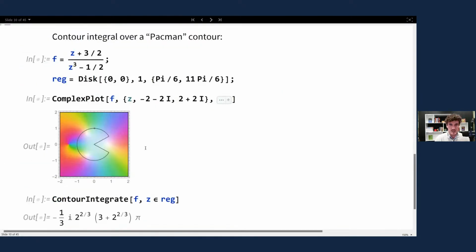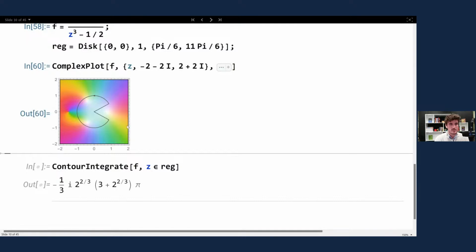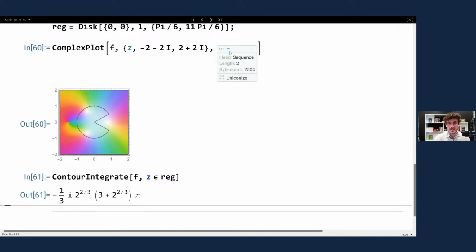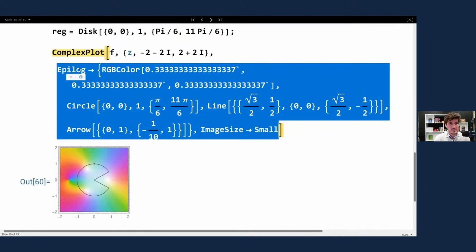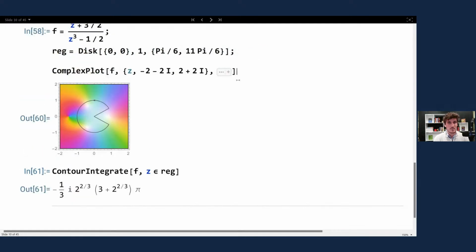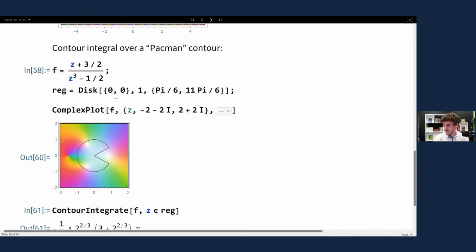The second example, which is a kind of Pac-Man contour, shows that we can define the function, show what it looks like in a complex region, and then integrate it. Okay, all of this in very few lines of code. I've actually got some plot options here that I've iconized. I can uniconize it. But sometimes most of your code is taken up by styling options, and you can just iconize it and make it a bit more aesthetic. Okay, I think that's all I wanted to talk about on that front.